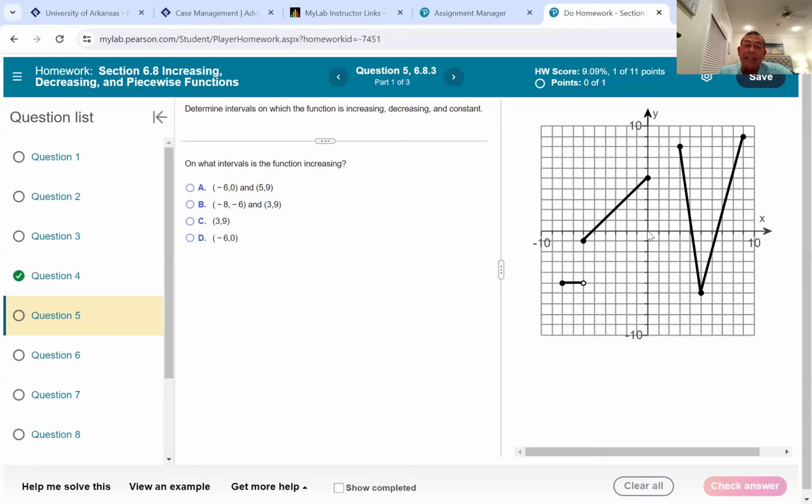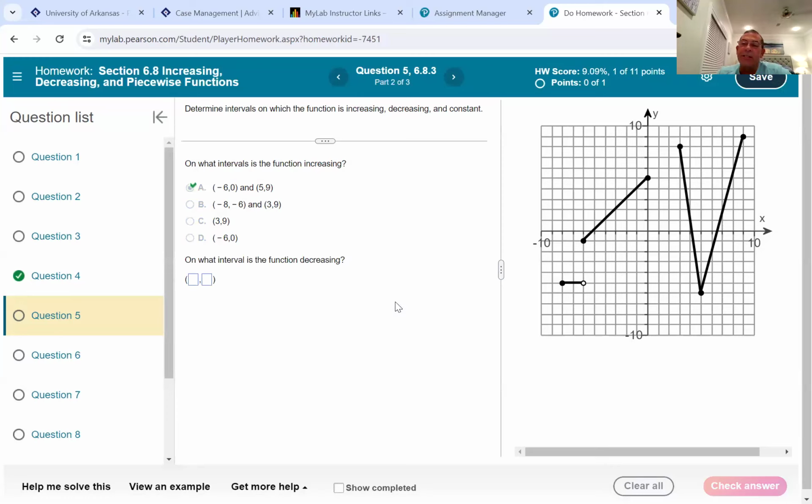Now D has -6 to 0, but I need that other piece over here. The fourth line is going uphill also. So I'm betting this is going to be A, but let's find where the V is. I'm going to go up and see what that x value is. So 1, 2, 3, 4. That looks like 5 on the x-axis. And as I go right on the x's, it's going uphill until I get to 9. So yeah, A would definitely be the only answer you can pick. You're going to check the answer.